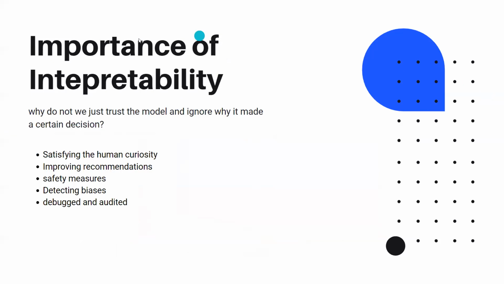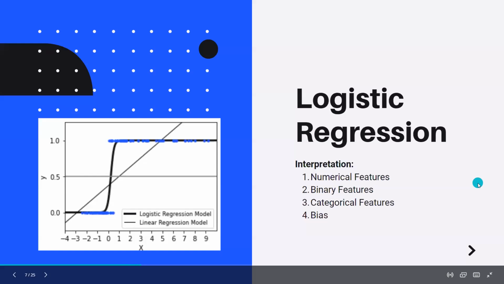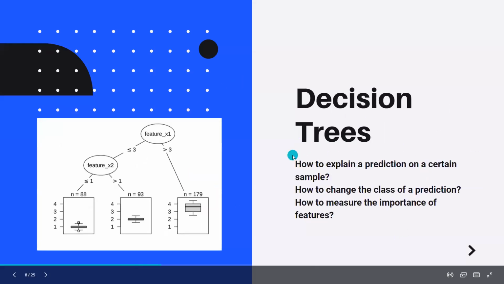So what is interpretability? Why is it important? Scope of interpretability, logistic regression, and decision trees.